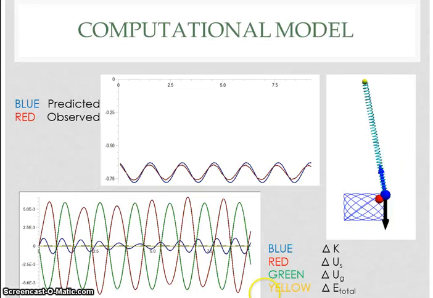The graph of the energies, which is right here, shows the oscillation of the kinetic and potential energies as the system oscillates. The blue represents change in kinetic energy, the red represents change in spring potential energy, and this green represents change in gravitational potential energy, while the yellow is delta E, the sum of the three. You can see by the graph of the predicted versus observed motion, which is right here, that there's a slight difference, but they nearly follow the same paths.